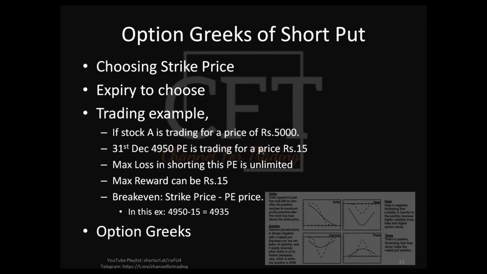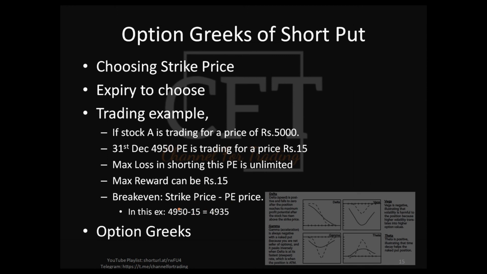And let's see the last one among the 4 basic strategies, which is the short put. Here also the stock A, let's look at the trading example. If stock A is trading for a price of rupees 5,000, the 31st December 4950 PE is trading for a price of 15. Maximum loss in shorting this PE is unlimited. Maximum reward can be rupees 15. The break even is strike price minus PE price. So here the PE price is 15, which we are getting, right? So 4950 minus 15, which is nothing but 4935. Until this point, we will be at break even.